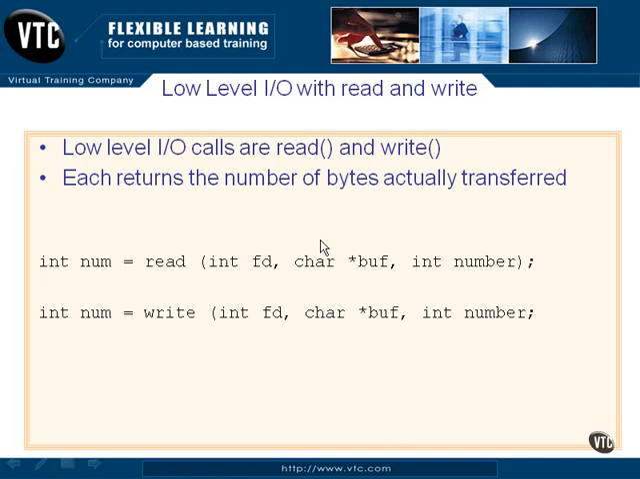Each of the calls read and write actually return the number of bytes that they really transferred. Now, it is possible to get a number back from a read that is different than you asked for. If 0 bytes come back, you're at the end of the file. If a smaller number comes back, then that's all that was left in the file. And if -1 comes back on a read, then you had an error.